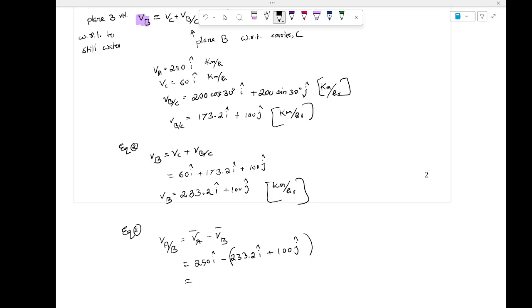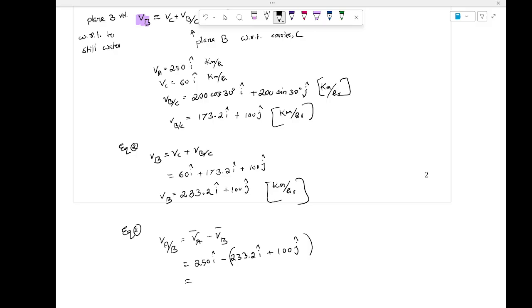What is the I value you get? 16.8. Yeah. And J? The negative 100, right? So obvious. Everybody got it? I to I needs to be manipulated.